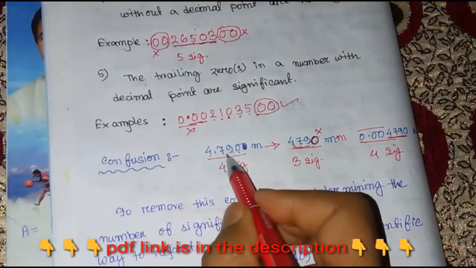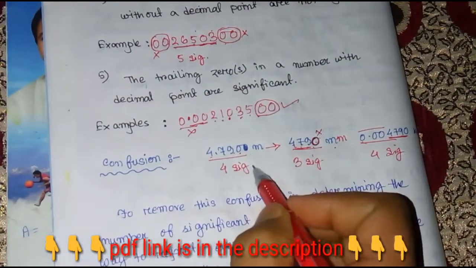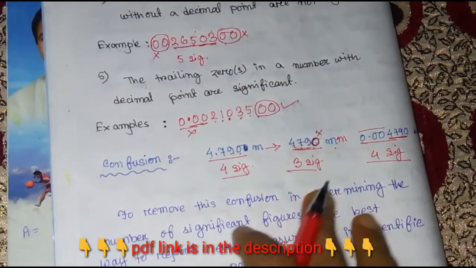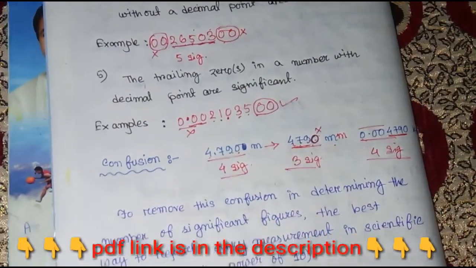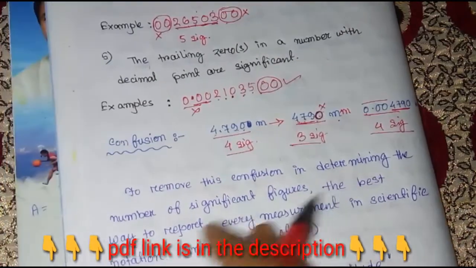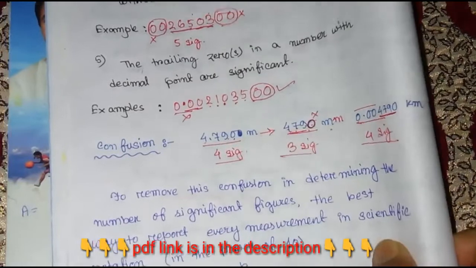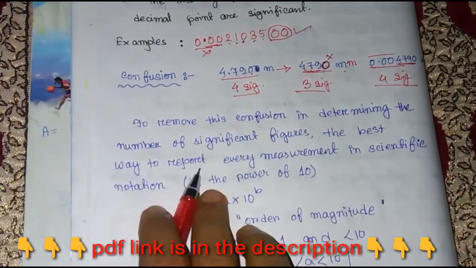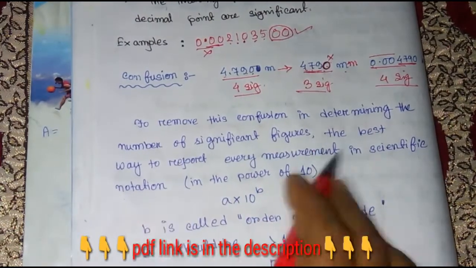So as you can see, the same value in different units gives us a different number of significant digits, but it actually violates the characteristics of significant figures. So to remove the confusion, we have to write in a specific way. To remove this confusion in determining the number of significant figures, the best way is to report every measurement in scientific notation.